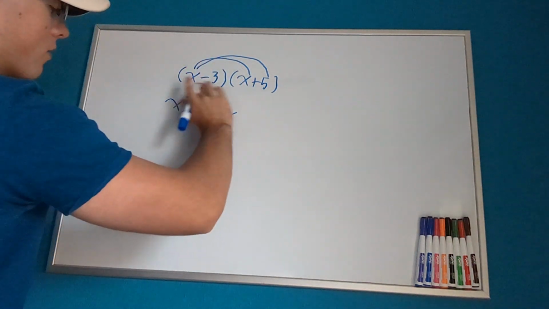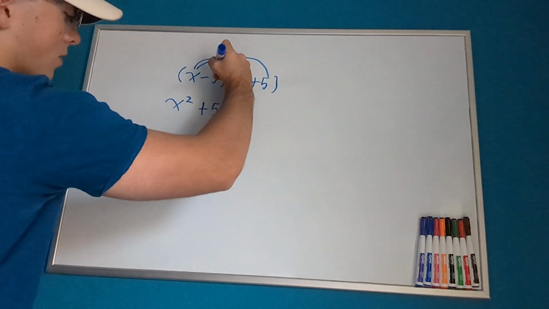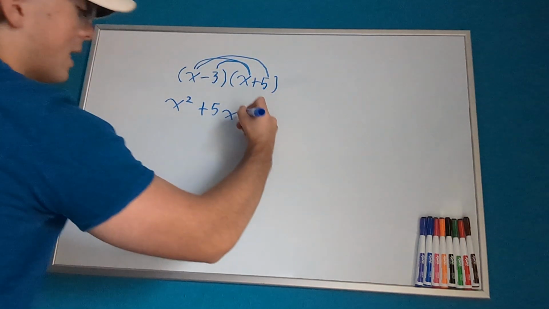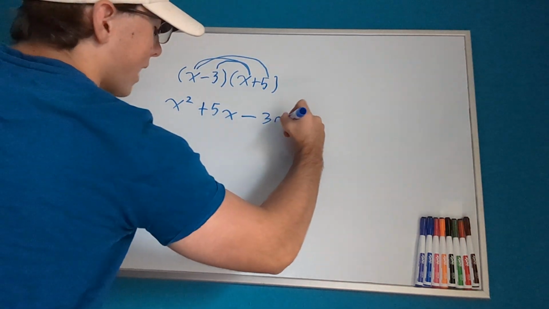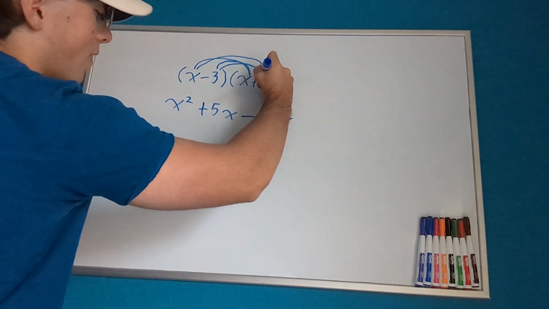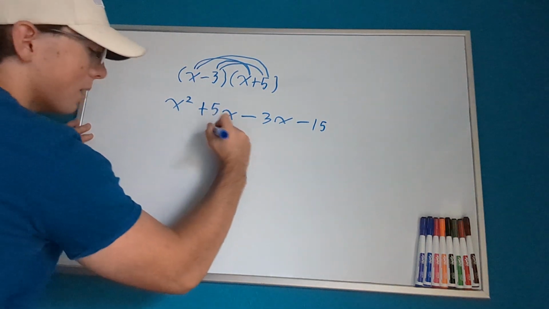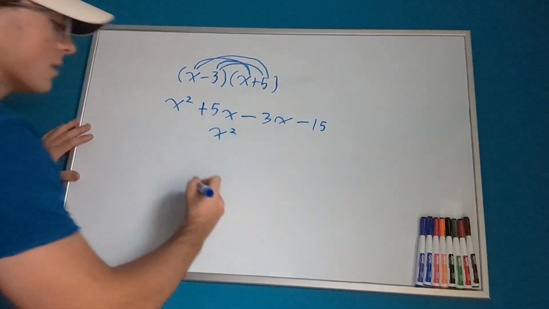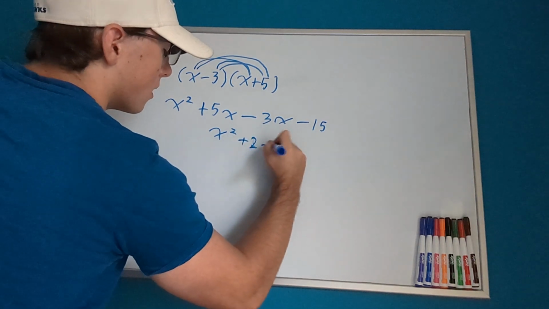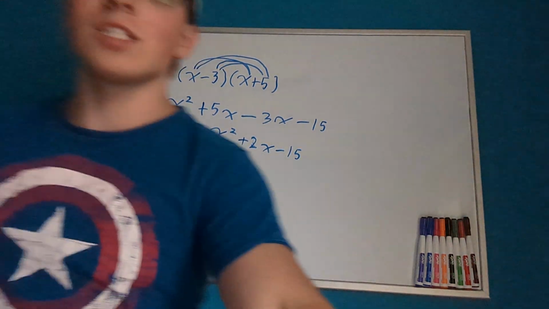Then we're going to move over to this part here because we multiplied x by both of those. So now we move over to the negative 3 and we multiply it by this x and we get minus 3x. Then we take this negative 3 and we multiply it by the 5. So we get minus 15. So what it really becomes is x squared plus 2x minus 15, right? That's what it means to FOIL.